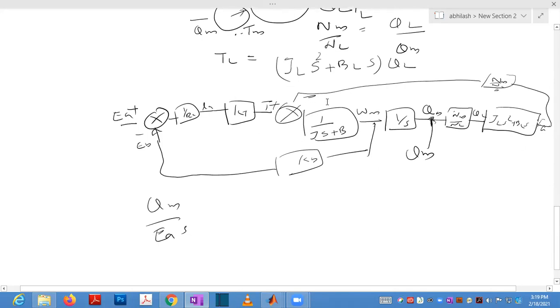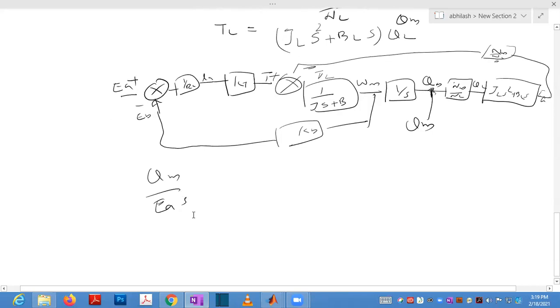Any doubts regarding this? You have already done this one. If you have any doubt, you can ask. These two gear ratios you can multiply, Nm by Nl the whole square. And this entire torque is subtracted from here. This TL is subtracted from here. The total torque developed is Kt multiplied by Ia. And you have to derive this transfer function. Do it fast.